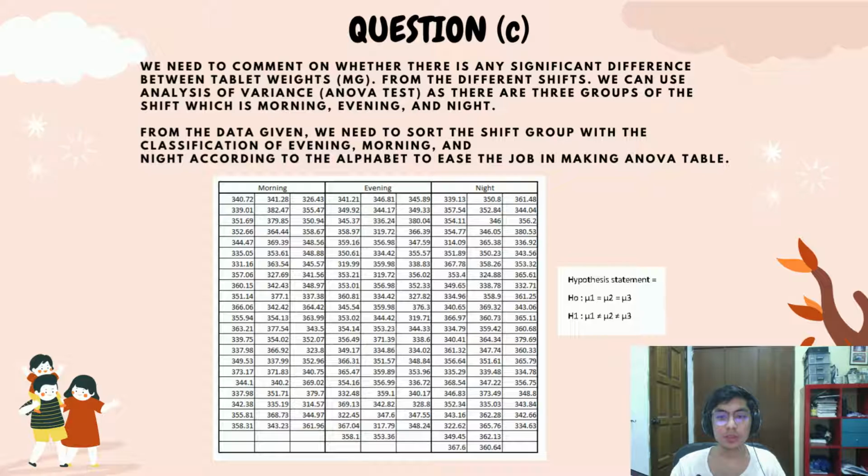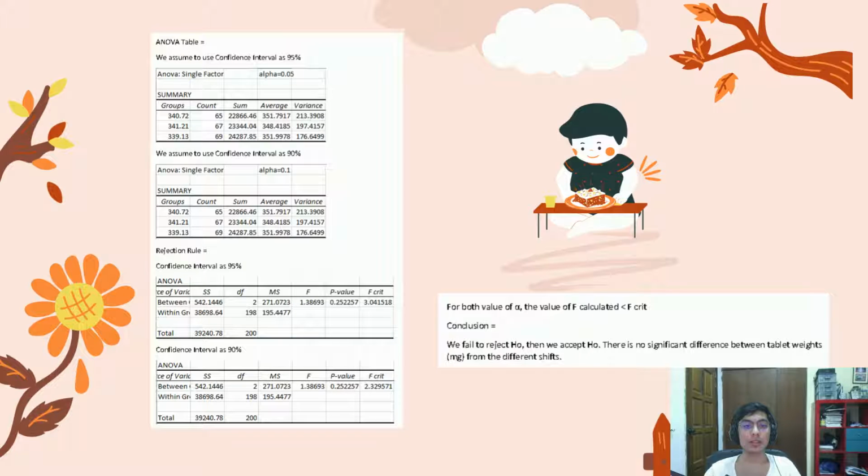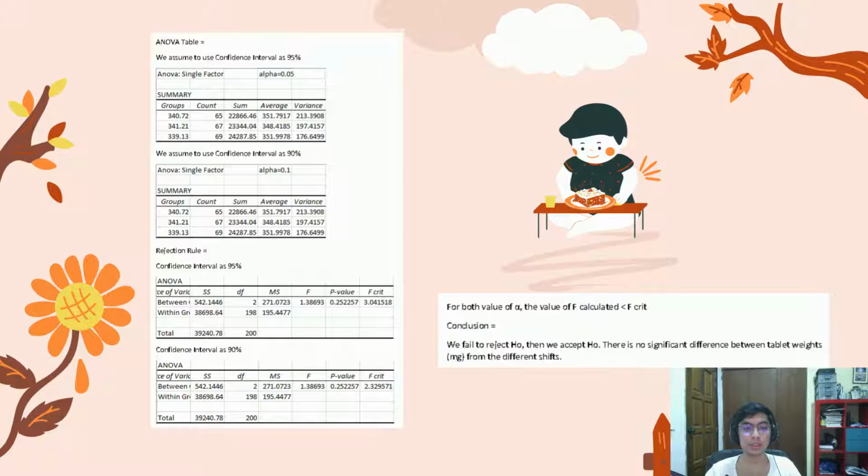The hypothesis statement H0 is the mean for group 1, that is morning, is equal to mu2 and equal to mu3. The H1 is mu1 is not equal to mu2 and it's not equal to mu3. This ANOVA table, which we got from calculating in Microsoft Excel, is with confidence interval of 95% and also 90%. The confidence interval for 95% has alpha equals to 0.05 and the alpha for 90% is 0.1. These 3 groups stand for morning, evening, and night shift.